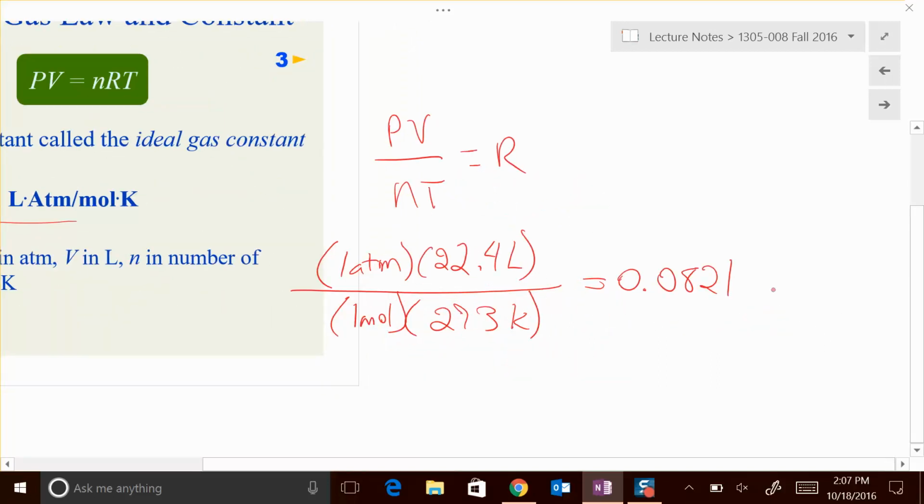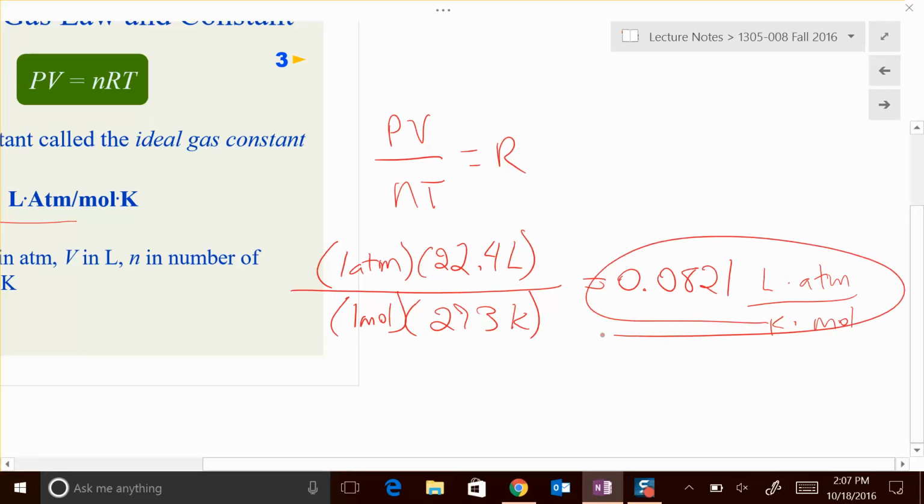0.0821 liter atmospheres over Kelvin moles. And in fact, they do. So 22.4 divided by 273, you're going to get 0.0821 as your answer. Okay? Once again, what did you get the 22.4 liters from? That's the volume of any gas at 1 atmosphere, 273 Kelvin, and 1 mole. Okay? And the reason is because it is a constant of 0.0821. And we'll see that in another way here in a second as well.